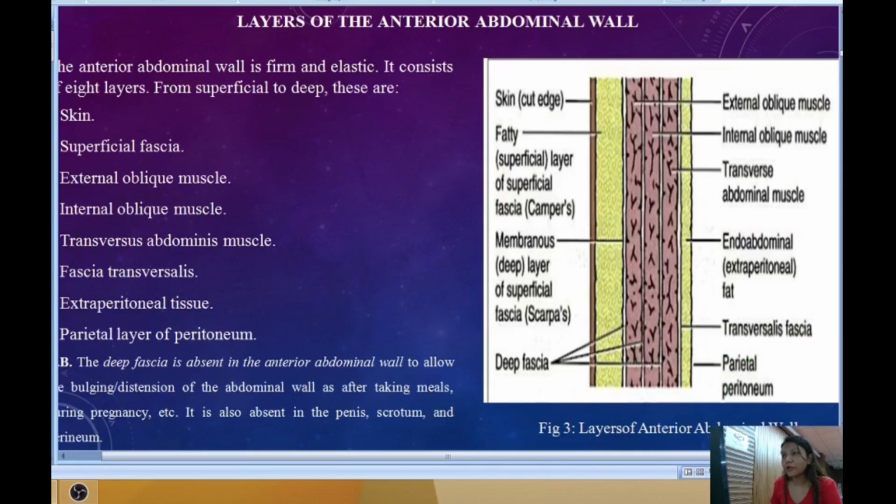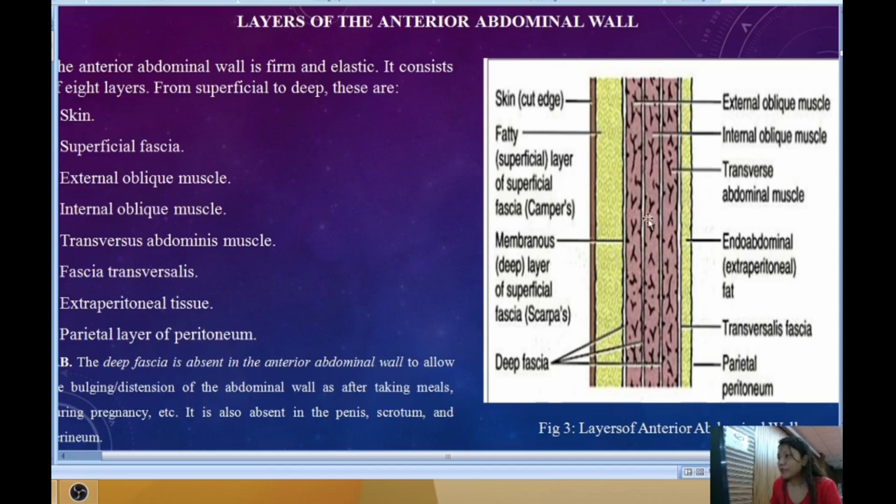Now we go to the main thing, that is the layers of the anterior abdominal wall. The anterior abdominal wall is firm and elastic. It consists of 8 layers from superficial to deep. First we have the skin. Then we have the superficial fascia. The superficial fascia is again divided into 2 parts: one is the superficial fatty layer and one is the deep membranous layer. The superficial fatty layer is known as Camper's fascia and the deep membranous layer is known as Scarpa's fascia.